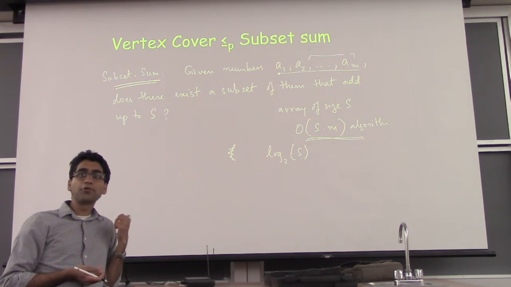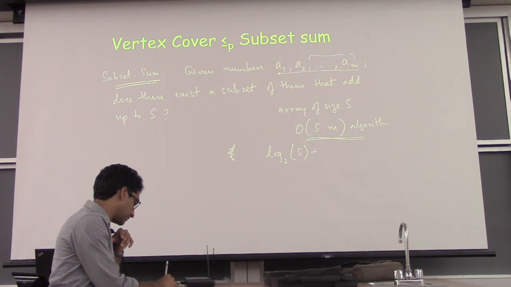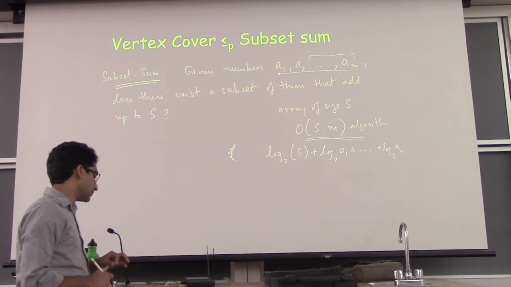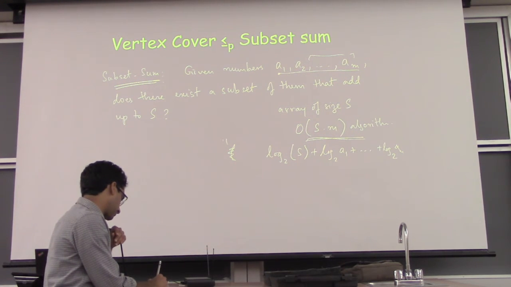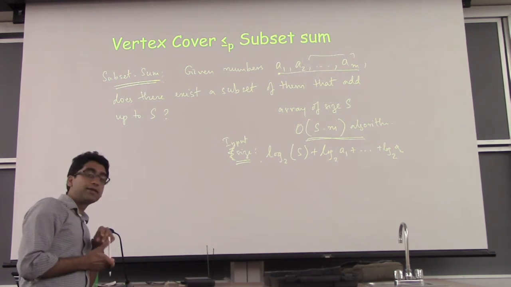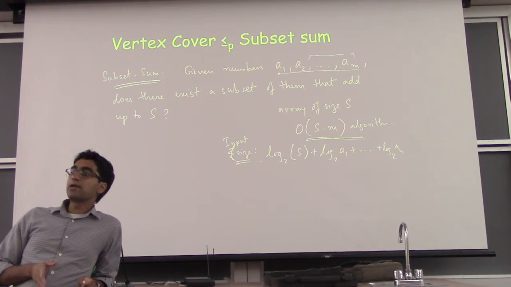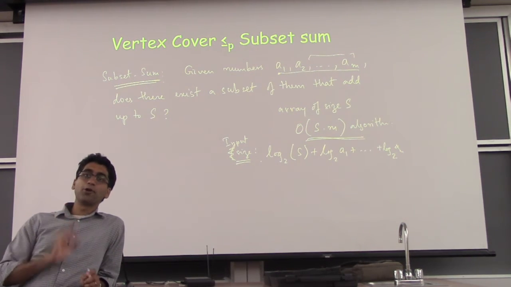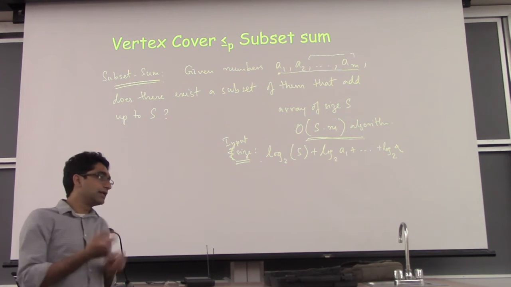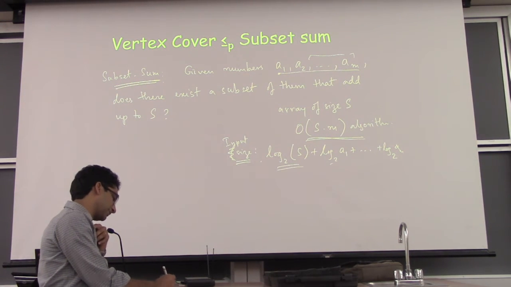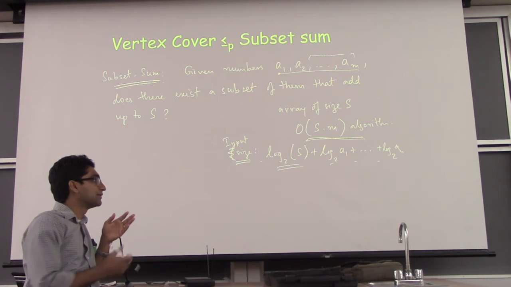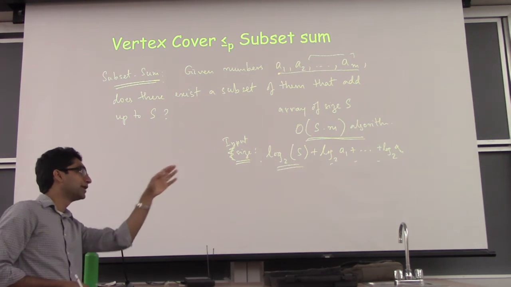The same is true for the AIs, right? So you will just use log base 2 of the A1 plus log base 2 of the next, and so on. So this is the total input size. And technically speaking, when we talk about polynomial time algorithms, we care about algorithms that take time which is polynomial in the input size. And here the input size is only something like log S plus a bunch of these things.